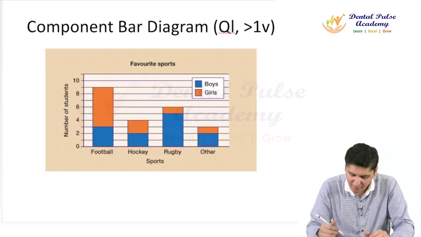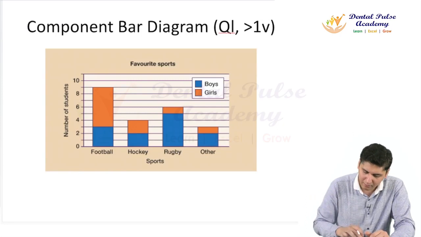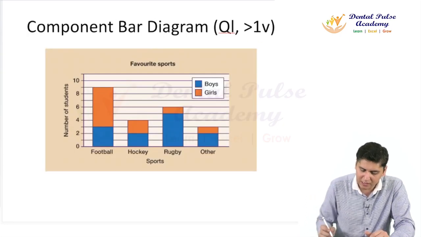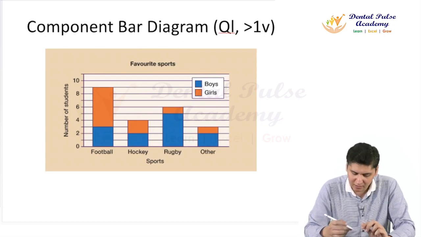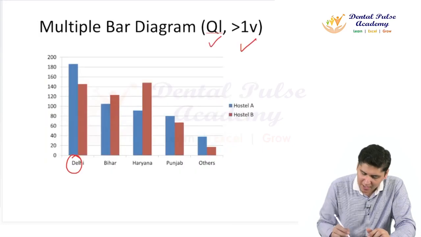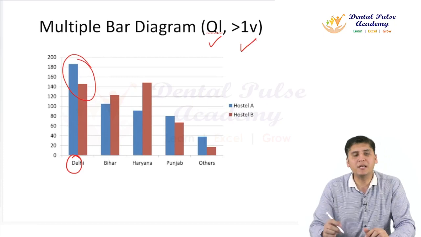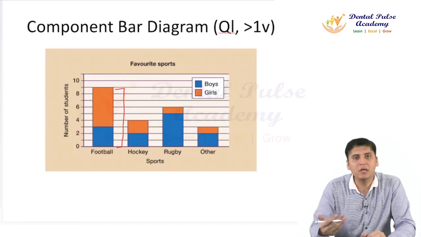The third type of diagram is the component bar diagram. If you see the difference between the multiple bar and the component bar diagram, you will see that qualitative data is being shown and more than one variable is being shown. But the difference is that in a component bar, we also can see the total amount of patients in each category. Whereas in a multiple bar diagram, the total is not depicted, only the distribution under each category is depicted. So in a component bar diagram, we can also see the total in each category.